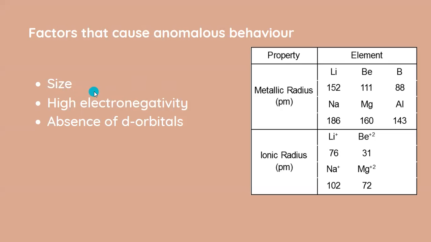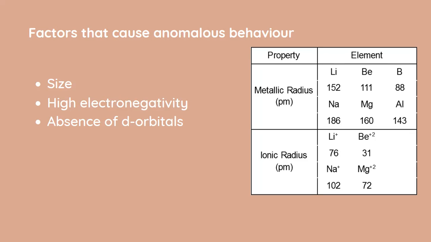First is the size. The size of these elements, that is in the second period, is relatively less compared to the elements of their respective group. As we know, the size of the atom increases as we go down the group. So the elements in the second period have the smallest size compared to the other elements of their groups.